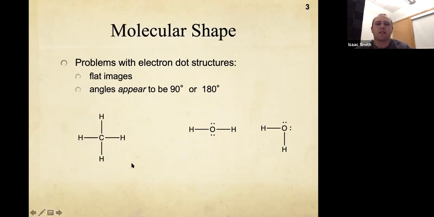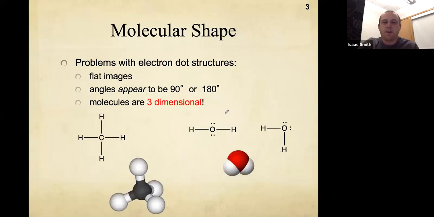So the problem with electron dot structures or Lewis structures is that they look flat, right? So the angles look like 90 degrees. Or if you drew water like this or like this, it'd look like 90 degrees or 180 degrees, right? But in reality, molecules are three-dimensional. So these drawings kind of help you see it a little better.